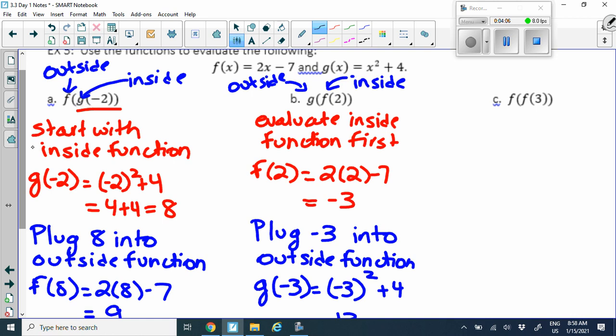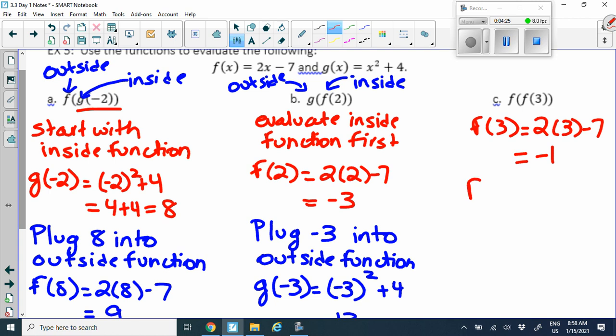Okay, let's see what you got. The next part here is f is both the inside and outside function. So we're going to just evaluate with our f twice. We're going to do f of 3 first. That's going to be 2 times 3 minus 7. So we get 6 minus 7, which gives us -1.